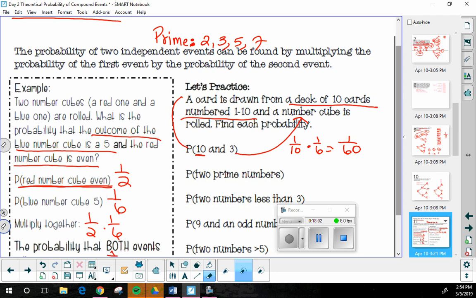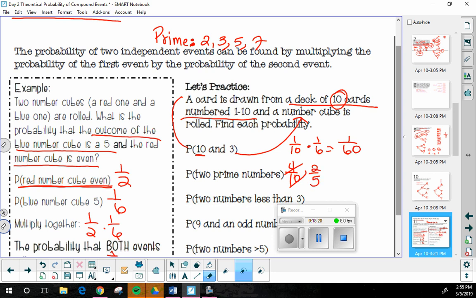So in the deck of cards, remember I have a deck of 10. How many prime numbers are in there? 4. So the probability of me getting a prime number out of the deck of cards is 4/10. So we can simplify that. We'll just turn it into 2/5.